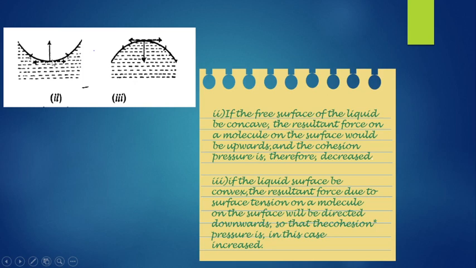Notice that the horizontal components are equal and opposite, so they cancel each other, and the vertical components add together. So there is a resultant force normal to the surface, and the resultant normal force is directed towards the center of curvature of the surface.